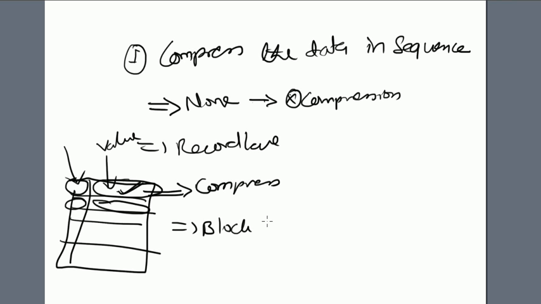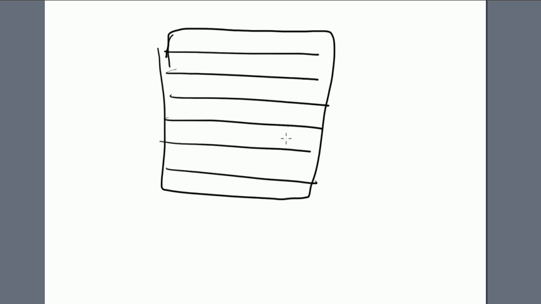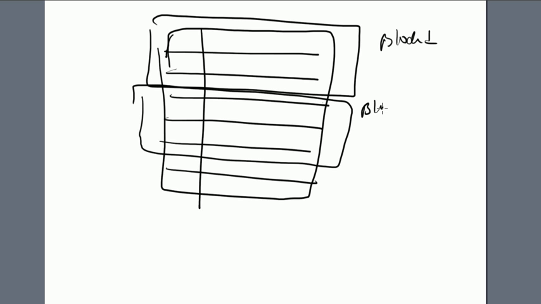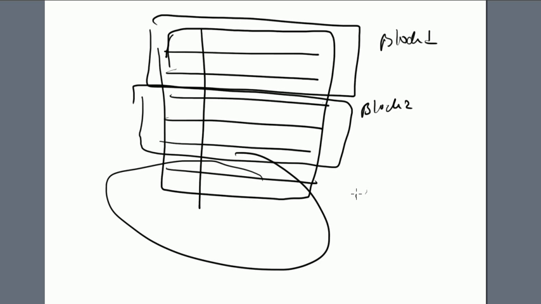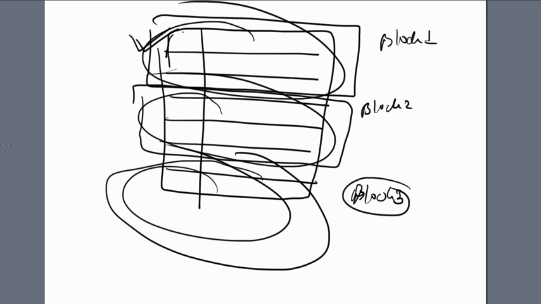Let me clean out the screen to explain in detail. Suppose I have a sequence file like this. So this is the key. I would say my first three records will be in block one, the second three records in block two, and similarly the next three records in block three. So you can compress on the individual block level. This whole block would be compressed, this block would be compressed, this block would be compressed. This way three levels of compression are given on the sequence file.